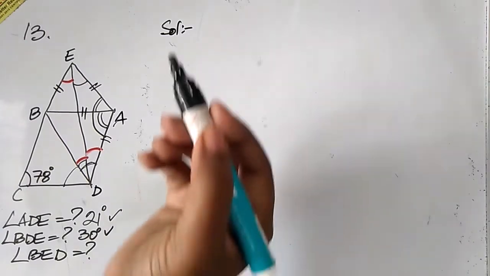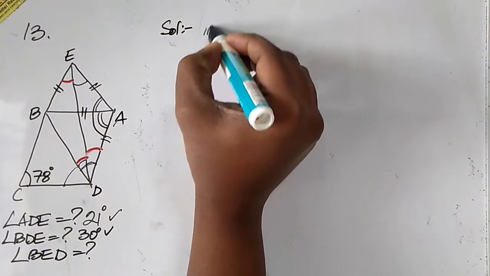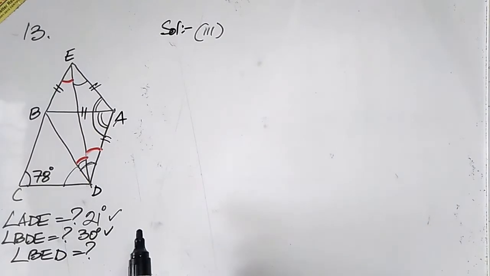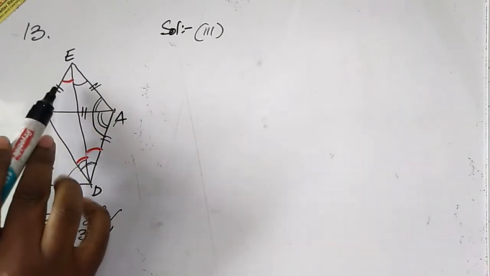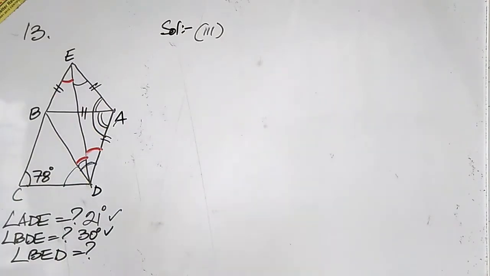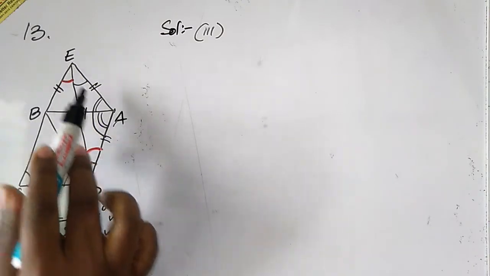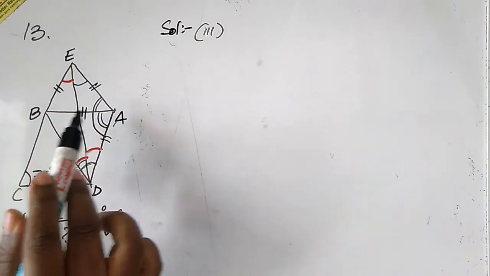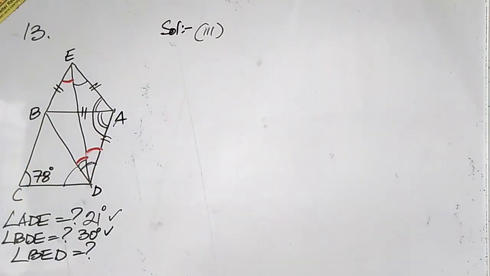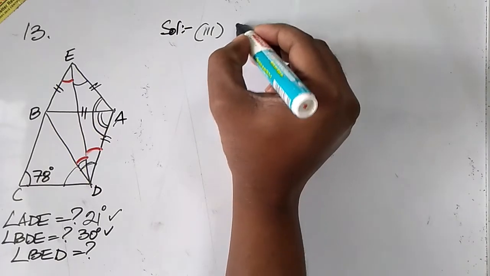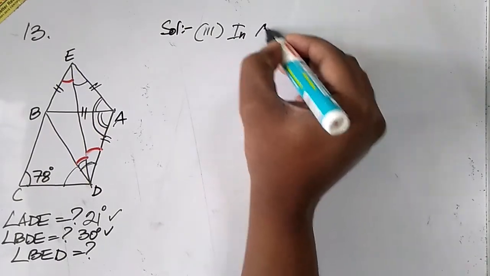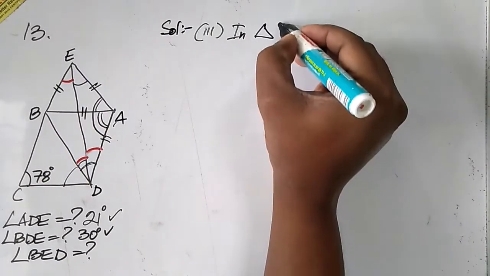Alright, this is question number 3. In question number 3 we have to find the angle BED. That means this angle over here. Now for this angle we'll have to use this triangle, and this is an equilateral triangle, right? We already have talked about this. It is even given in the question. So we'll be writing in triangle BED.